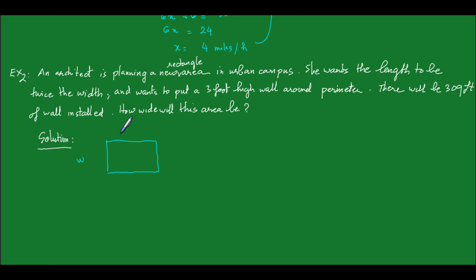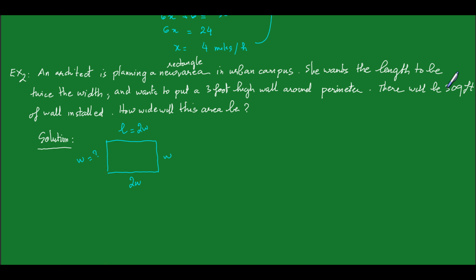And this is the width, this is the length, right? W and L. They're asking you this. She wants the length to be twice the width. It means the length L will be 2 times the width. So if over here is W, over here will be W, and L is 2 times the width, so over here will be 2W, right?